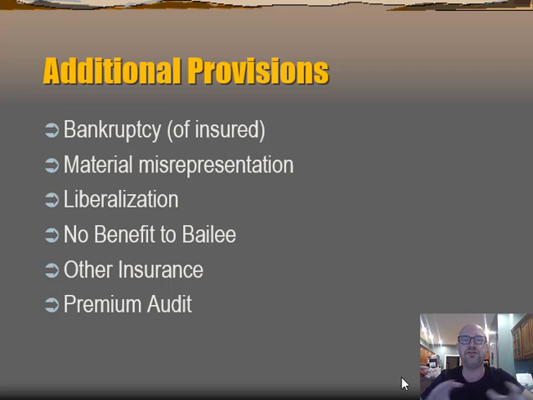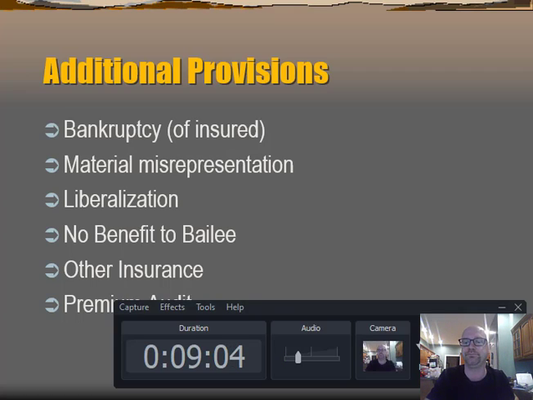Liberalization says if we change the standard form in the middle of your contract and make it better, you automatically get the benefit of the better coverage without having to do anything. It doesn't work the other way. If we make it more restrictive, that doesn't apply to you until policy renewal. But if we make it better, the liberalization clause says you immediately get the benefit of that.